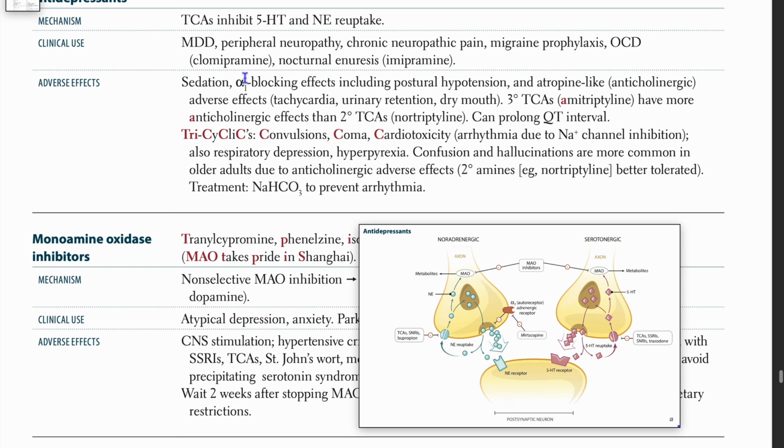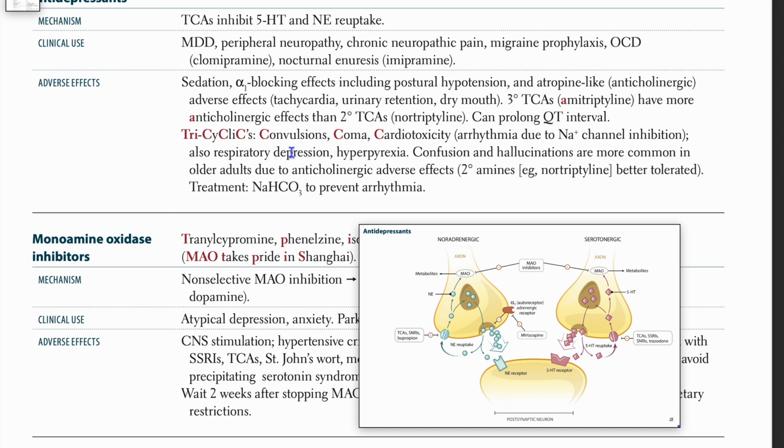Adverse effects are sedation, alpha-1 blocking effects, including postural hypotension, and atropine-like anticholinergic adverse effects: tachycardia, urinary retention, dry mouth. Tertiary TCAs, amitriptyline, have more anticholinergic effects than secondary TCAs, nortriptyline. It can prolong the QT interval. So for tricyclics, remember the 3 C's: convulsions, coma, cardiotoxicity, arrhythmia due to sodium channel inhibition.